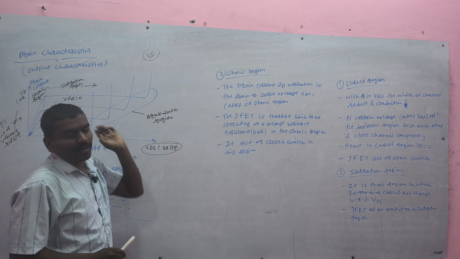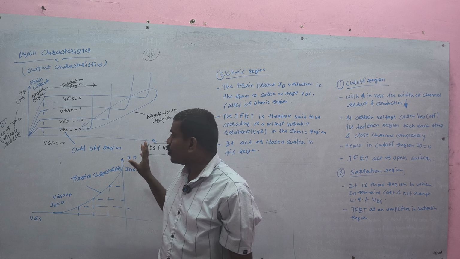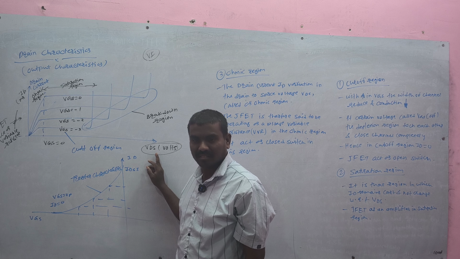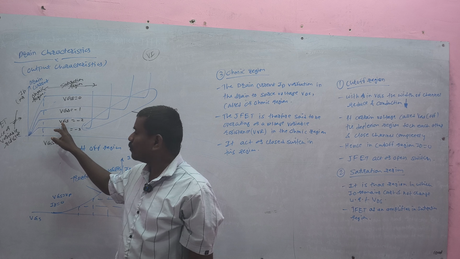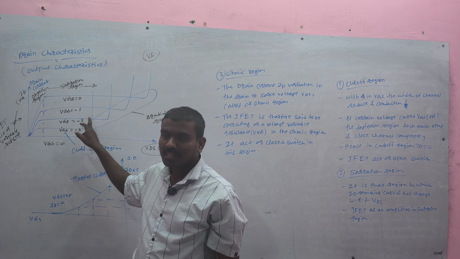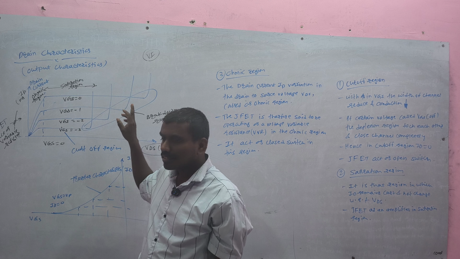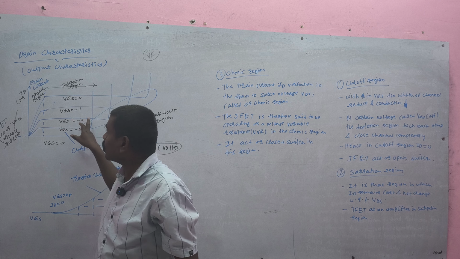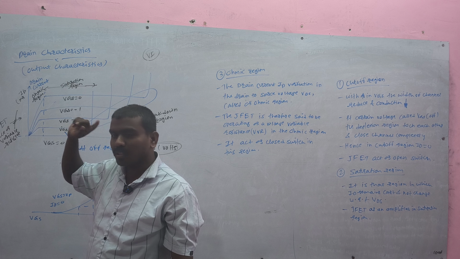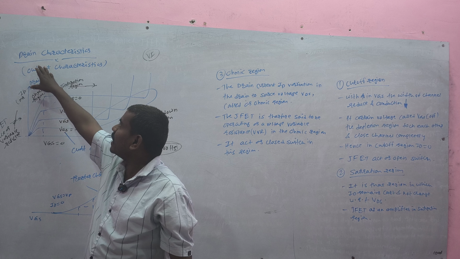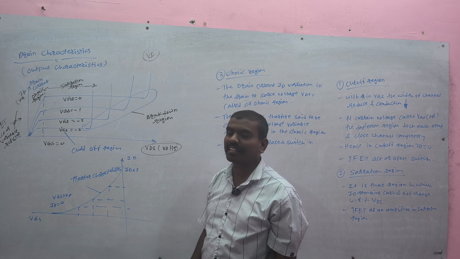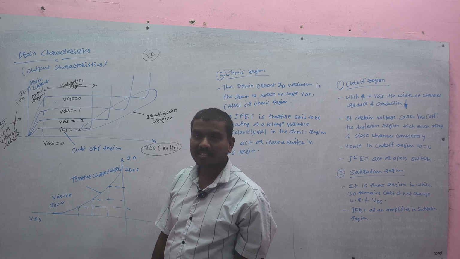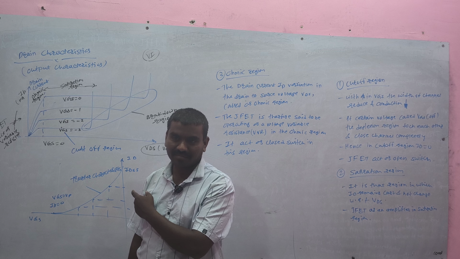Why drain characteristic? Because here VDS, that is drain to source voltage, and VGS, that is gate to source voltage, these two voltages are there, and VGS controls the drain current, hence it is named the drain characteristic. Because drain current is controlled by voltage, it is called a voltage controlled device.